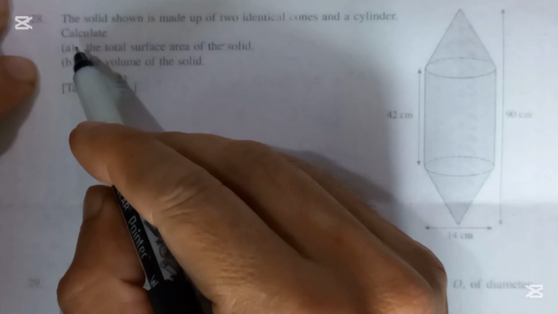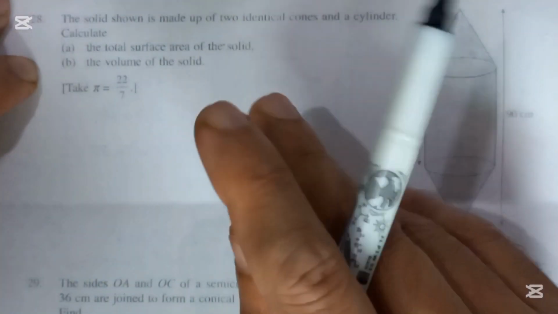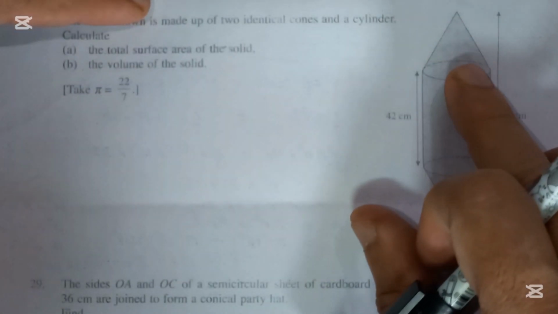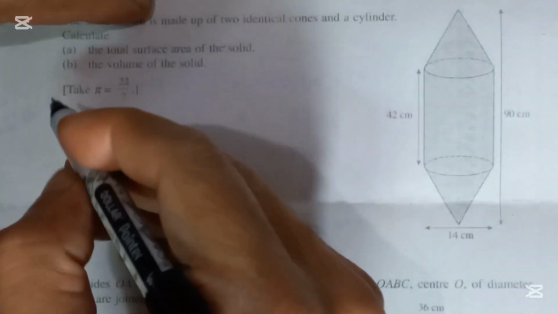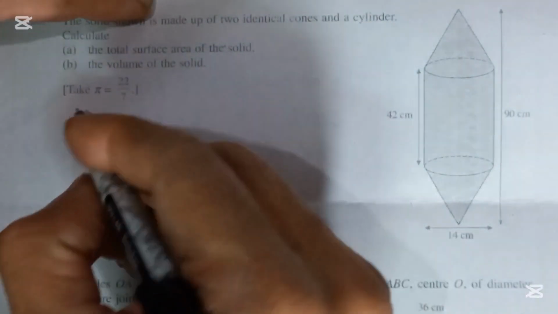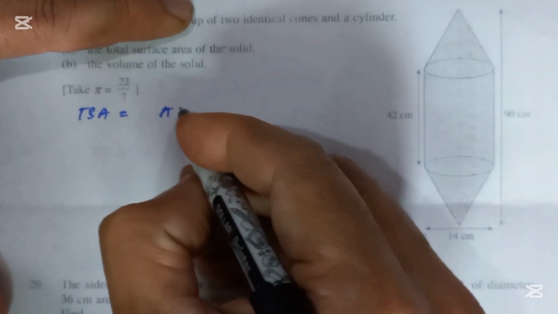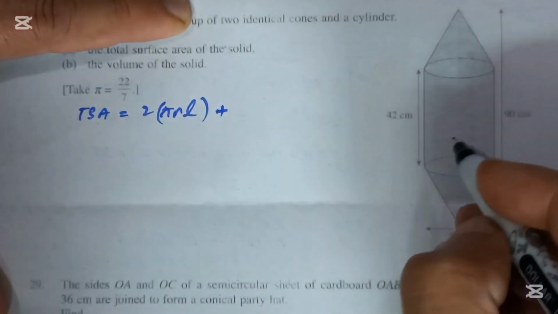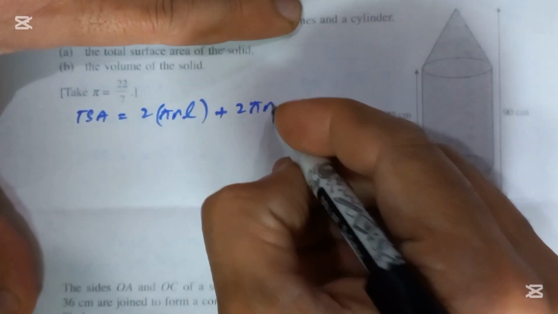In this question 28, the solid shown is made up of two identical cones. So there are two cones which are identical and a cylinder. Calculate the total surface area of the solid. So total surface area, there are two cones. It means we have to find the curved surface area of the cones and the curved surface area of the cylinder. Because the cones are identical, the total surface area will be equal to one cone's curved surface area, formula is pi r L, and because there are two cones, we will put 2 with it. And there is a cylinder as well, whose curved surface area formula is 2 pi r h.